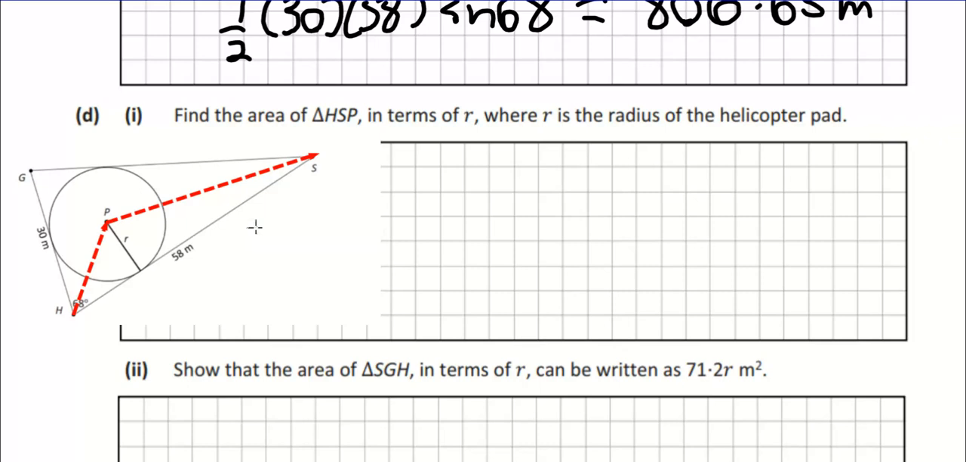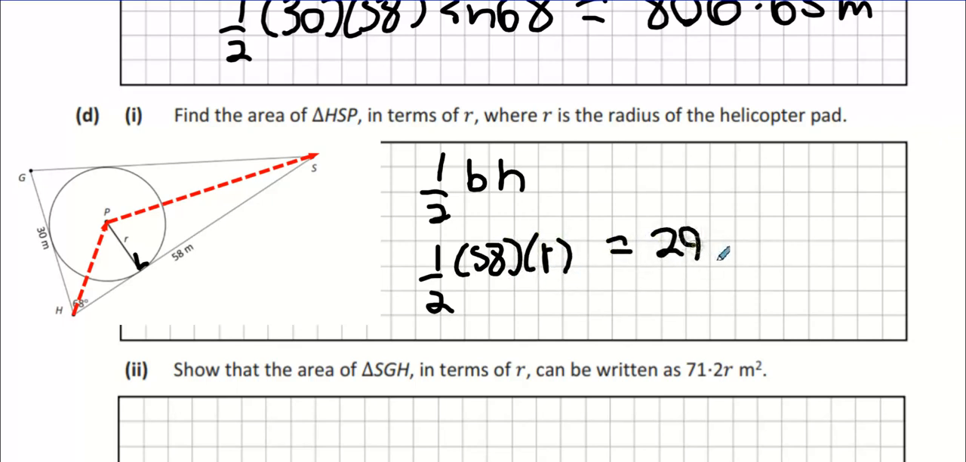Now, find the area of HSP. So we're trying to find the area of the full thing. It turns out this is only a 5 marker because you can see the right angle here, and half base times height is the area of a triangle. It's going to be a half 58 times r, which is quite simply going to be 29r. Now it's looking for SGH, and SGH is the full triangle.